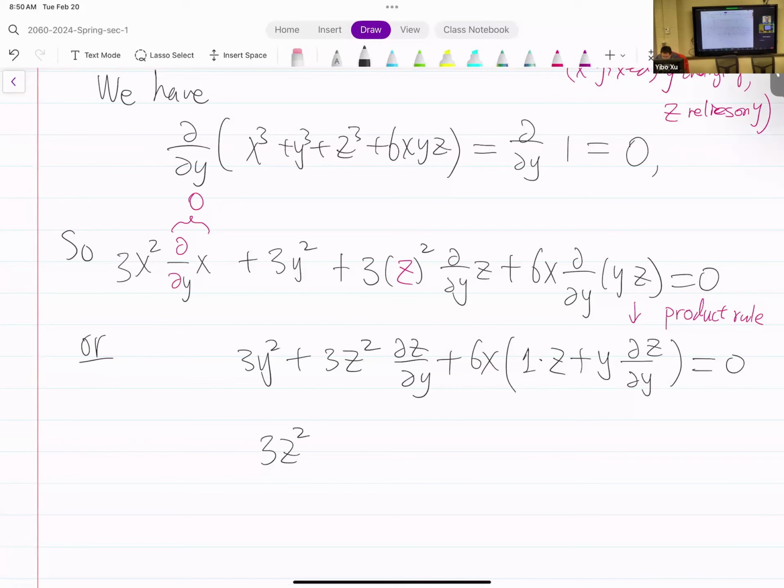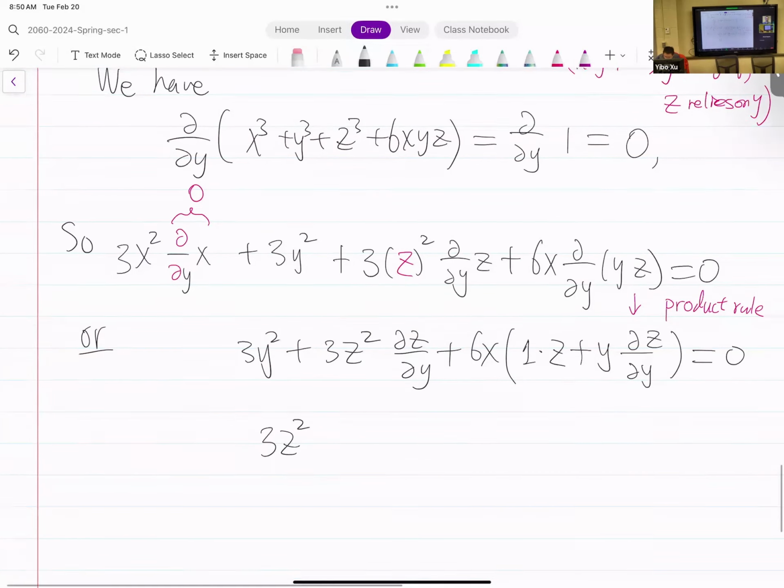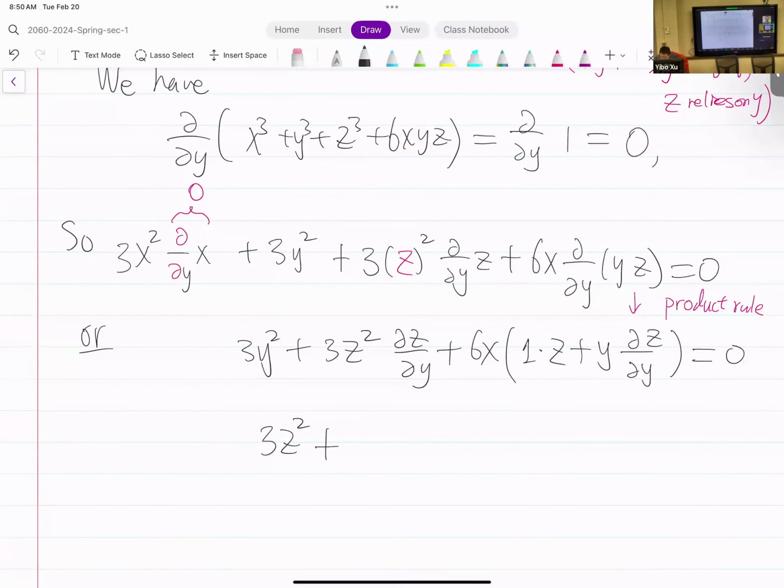So here I'm going to quickly do the rearrangement. We see 3z squared in front of del z del y, right? And then we also need to distribute the product, 6x times y, in front of del z del y. So we keep this on the left hand side, and on the right hand side we move everything without del z del y. So this is negative 3y squared minus 6xy. Excuse me, 6xz. Okay.